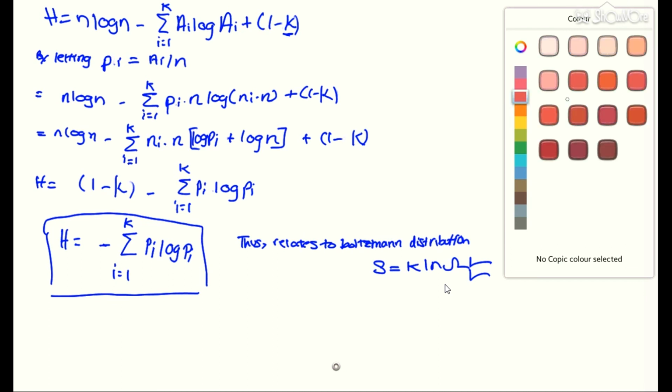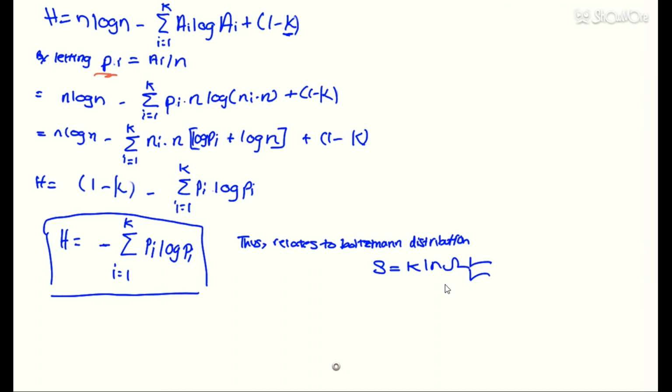This must be pi instead of ni. Therefore, our equation gives us the Shannon entropy, which is negative sigma pi log pi, which can be written as negative sigma i equals 1 to k of pi log 1 over pi. This is exactly our Shannon entropy formula derivation.